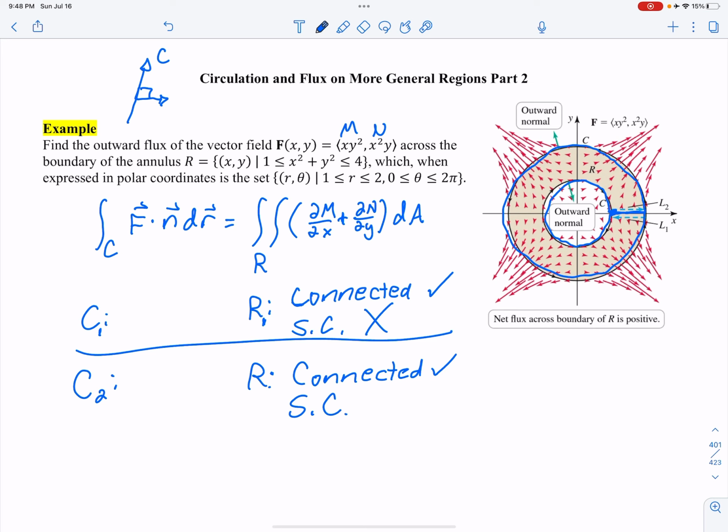But for simply connected, now I can't draw it around the hole because there's a boundary there. So it would have to be some boundary like this, and that boundary does contract down into R. I can't make it go all the way.